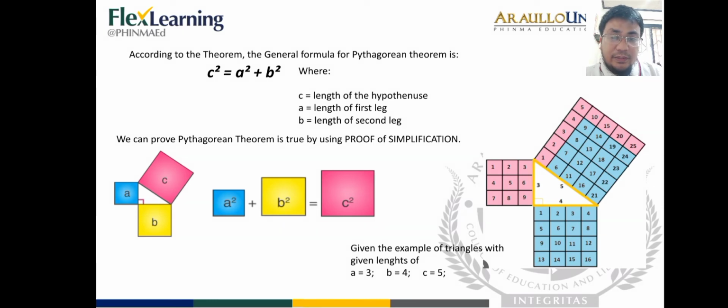If we square 3, you will get a big square like this. 3 times 3 is equal to 9. 9 squares. Okay. If we square 4, it will yield a big square with 16 small squares. 4 times 4 is 16. So how about if we square 5?